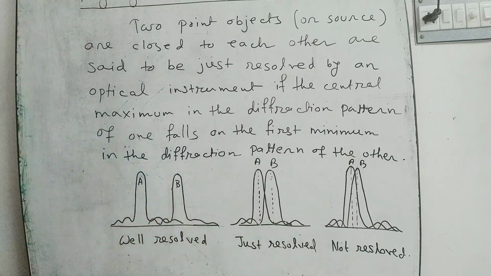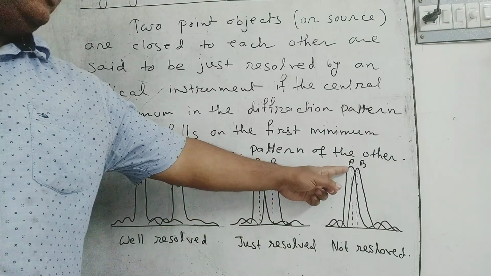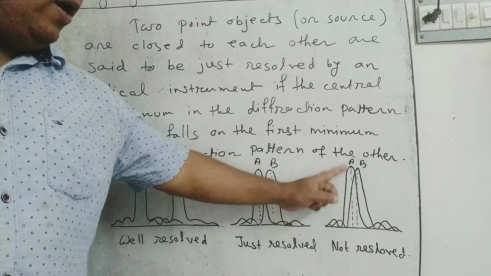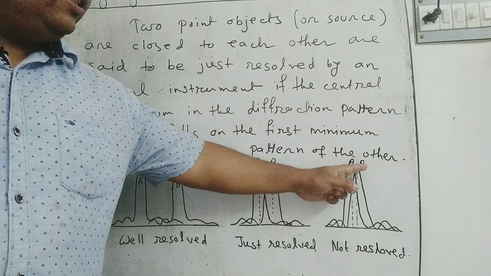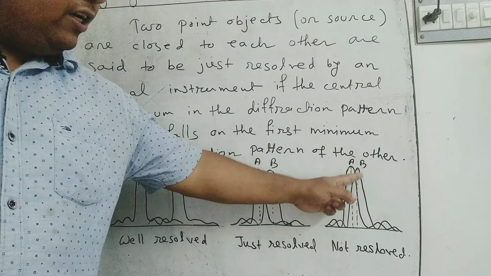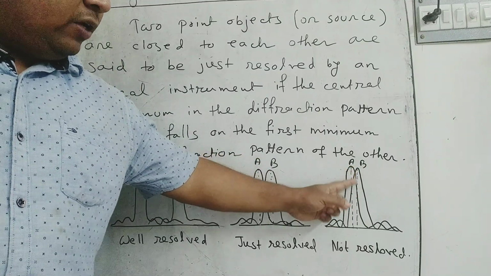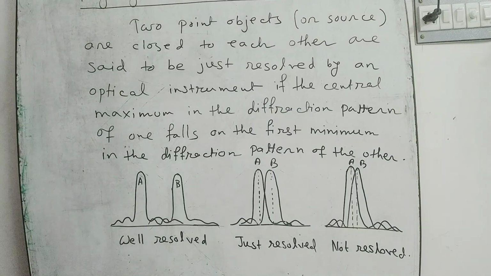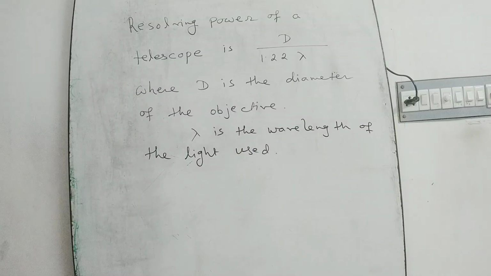In the third figure, the central maximum of point A overlaps with the central maximum of point B. Therefore, we can say that they are not resolved. That is, we cannot identify points A and B by an optical instrument.